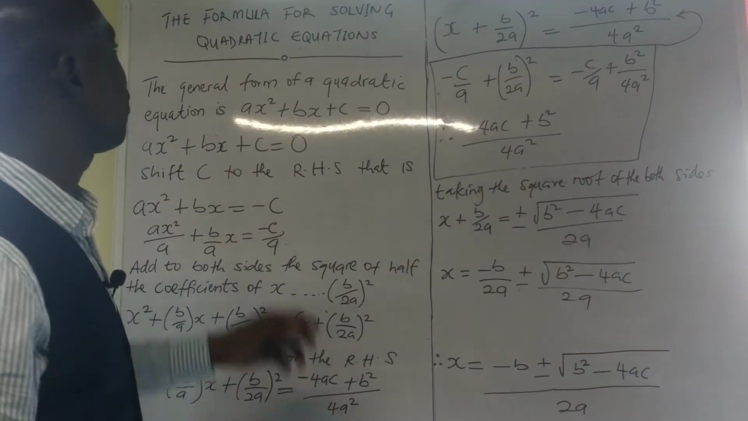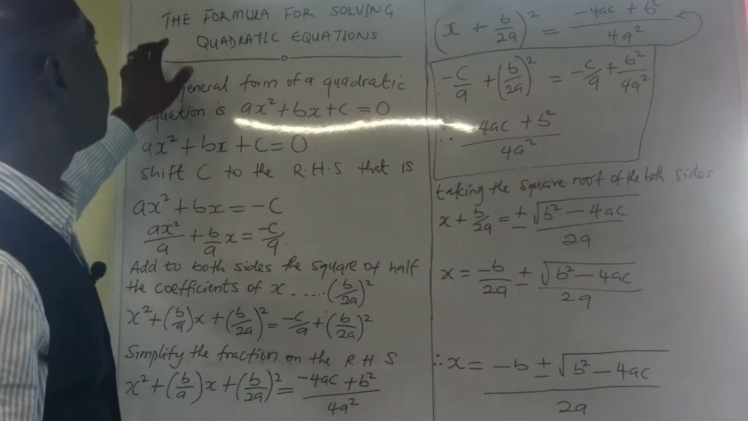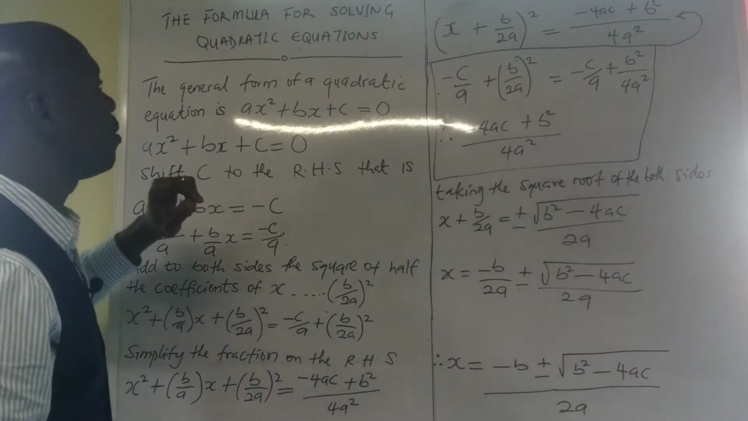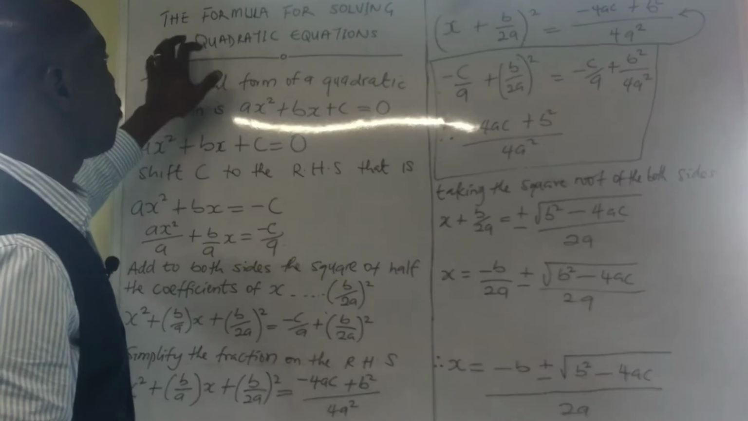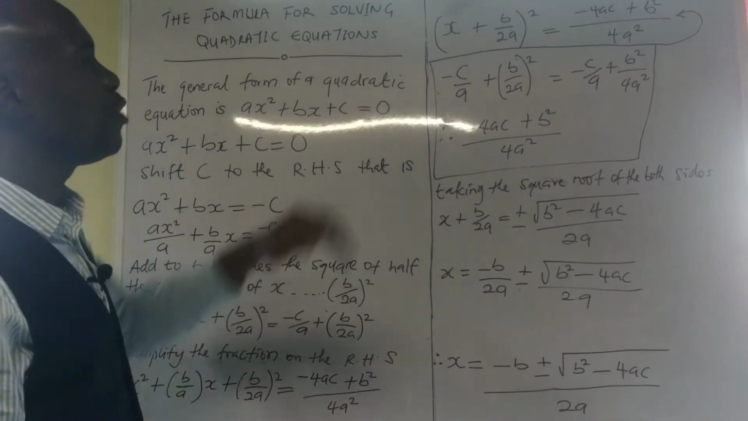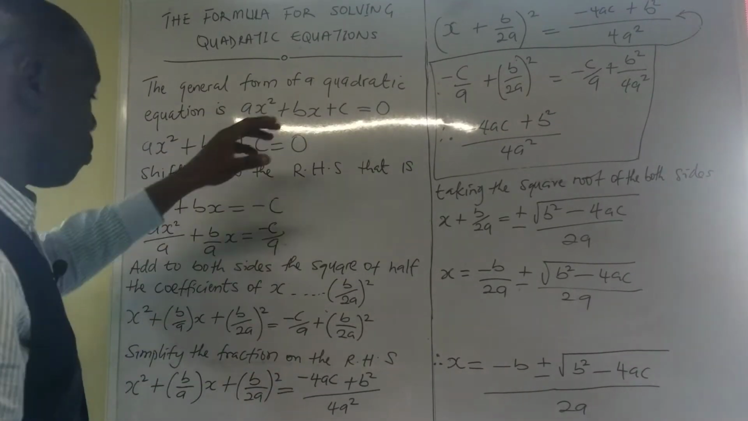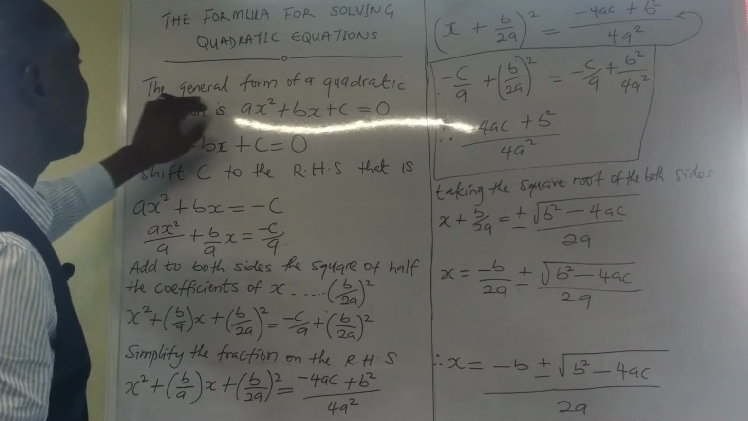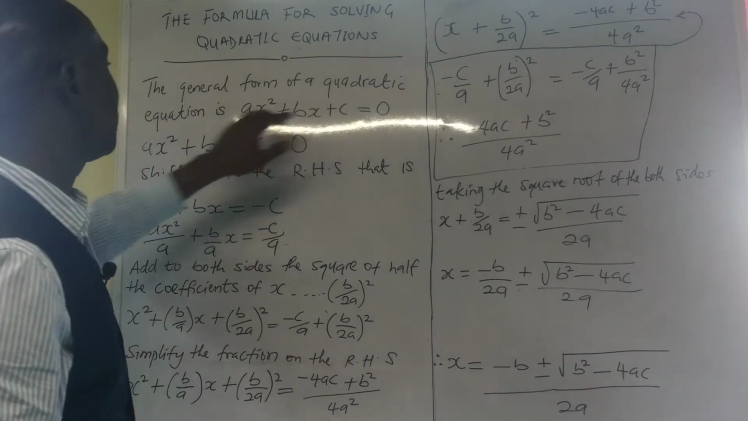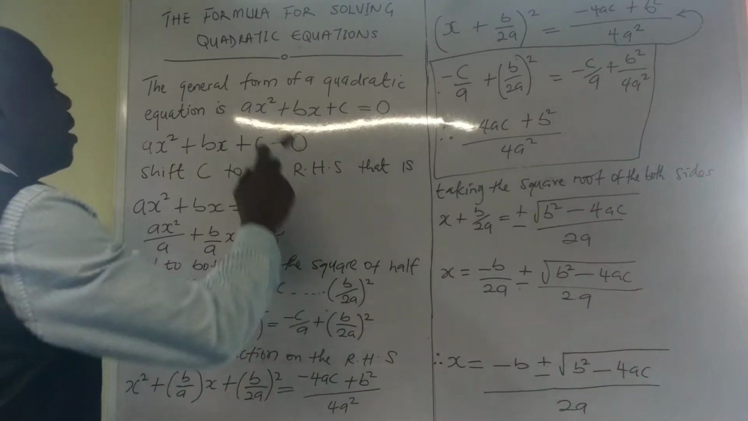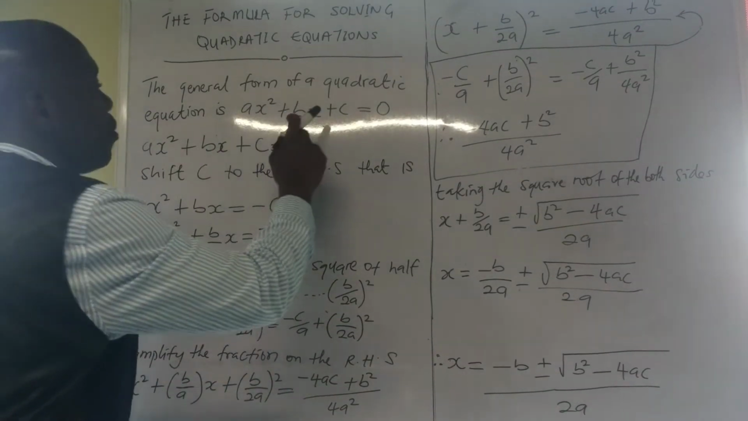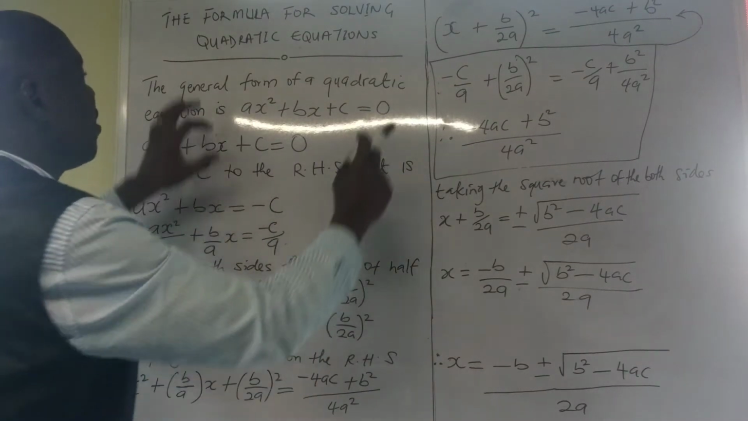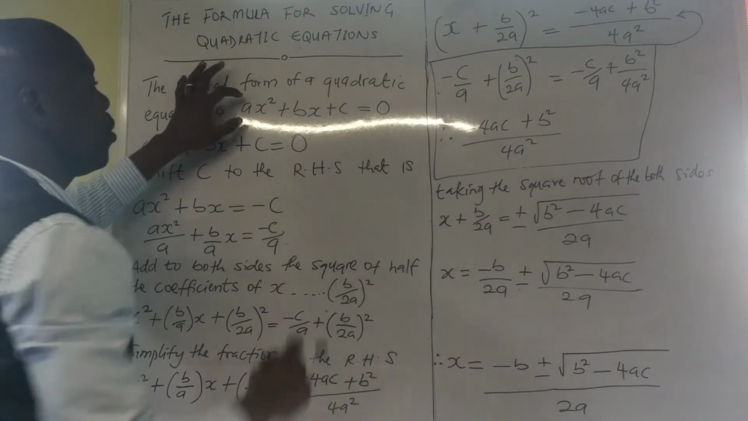Today's topic, we're solving the formula for solving quadratic equation. This particular topic is based on quadratic equation. From our chalkboard, we are saying here that the general form of a quadratic equation is ax squared plus bx plus c equals 0. This is the general form for quadratic equation.